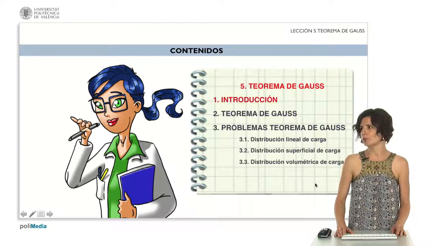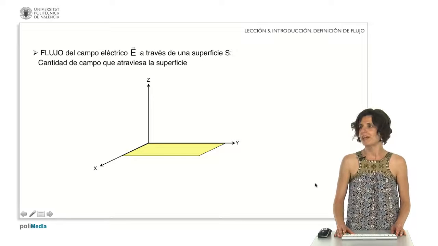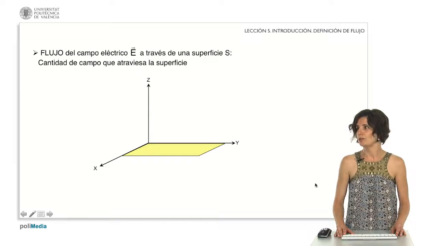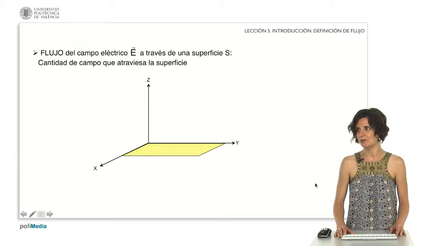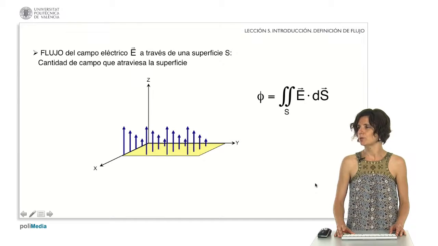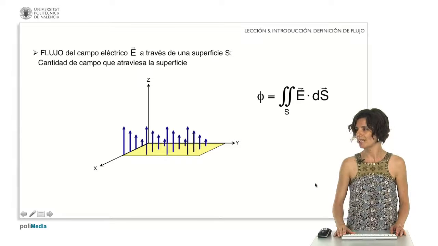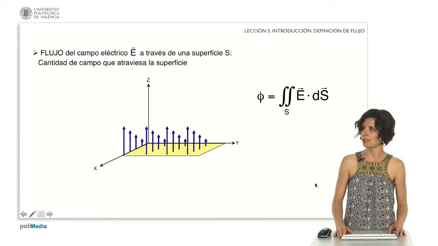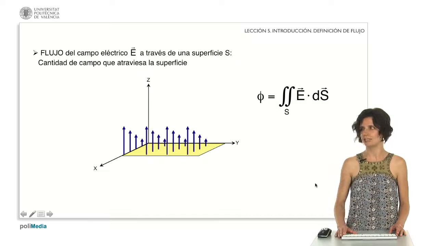So let's start with the introduction. Let's look at the concept of flux. The electric field flux through a surface S is a scalar quantity that tells us the amount of field that passes through that surface. The mathematical expression of this quantity is the one we see on the screen. It corresponds to the surface integral of the scalar product between the electric field and differential vectors of S. But let's see how to arrive at this expression.